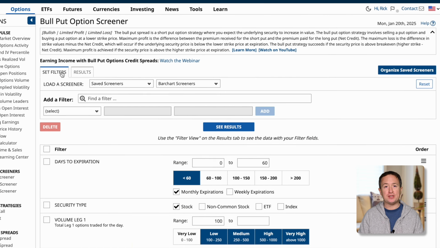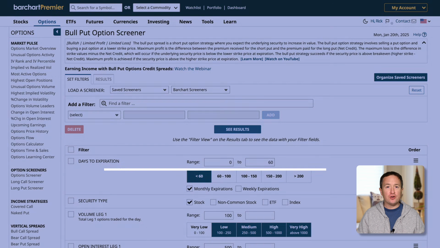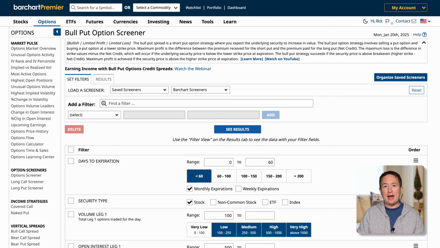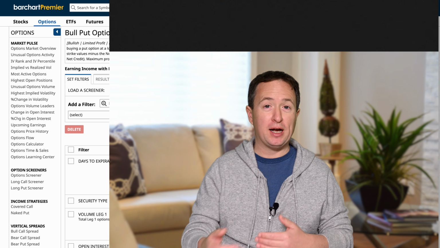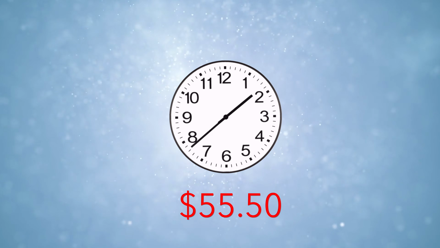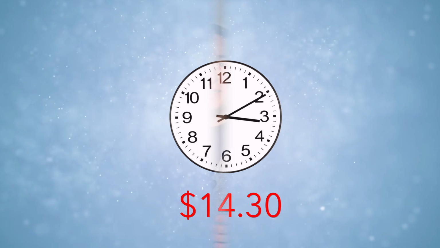Just click on the Set Filters tab. As you can see, the first filter is days to expiration, or DTE. This indicates how many days the option still has before expiration, which is important because for bull puts, the longer you have to expire, the better. You see, time works in your favor because there's a lot of time to close the trade at a profit. As time goes on, all things being equal, options will lose value. And as options lose their value, well, you can close out the trade at a profit.